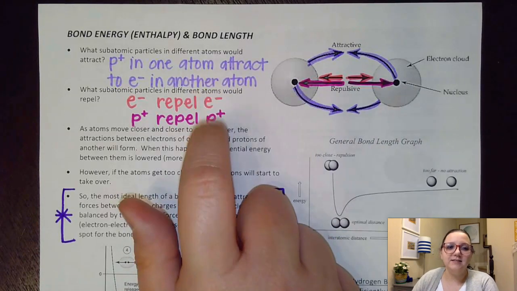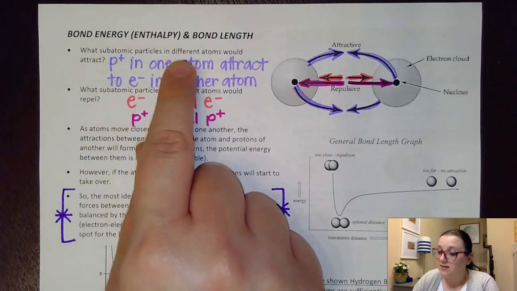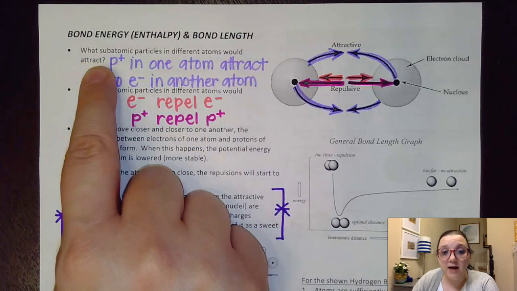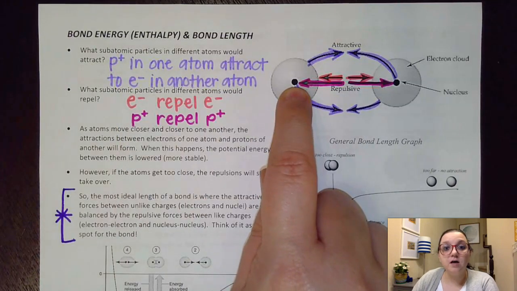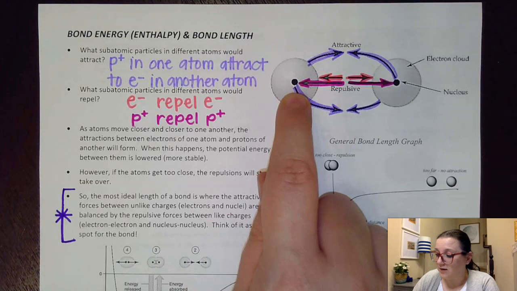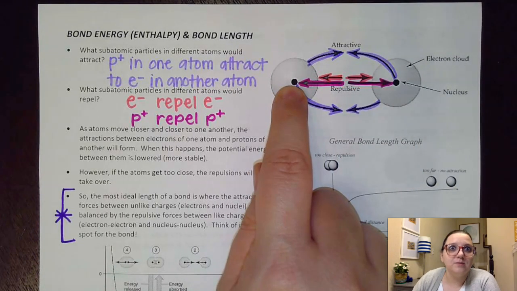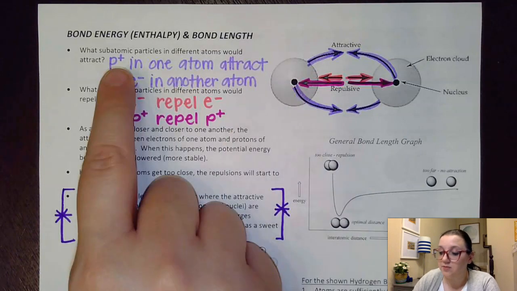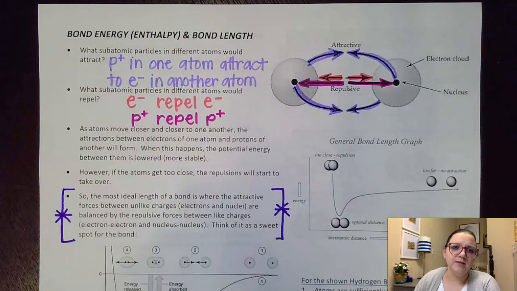they gave us this nice little picture here and asked us some questions. And the first question it asked is what subatomic particles in different atoms would attract? Well, if I look at the picture here, I notice that a nucleus of one particular atom is attracting to the electron cloud of another. If we remember, in the nucleus we have protons, so the protons in one atom attract to electrons in another atom, which makes sense because we know positives and negatives attract.